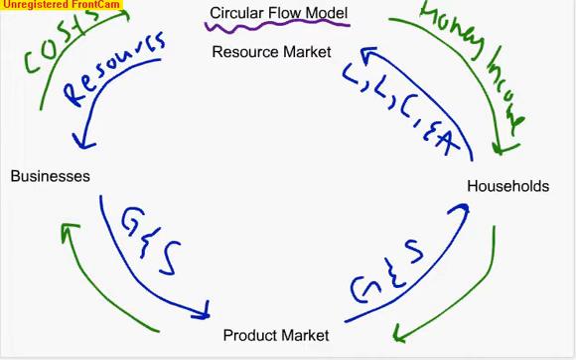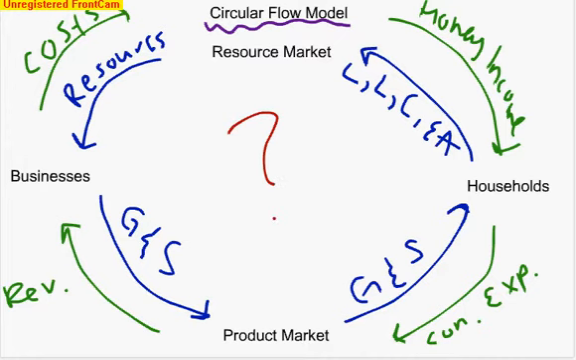And then from households to the product market, we're going to have consumption expenditures. And then from the product market to businesses, we have revenue. So that's the basic skeleton of the circular flow model. Keep in mind that the flow of these arrows happens both continuously and simultaneously, allowing our system to operate effectively. You may be wondering about this big empty space in the middle.